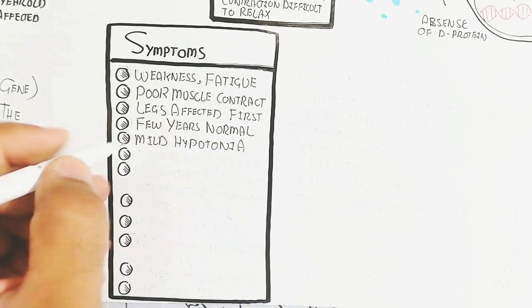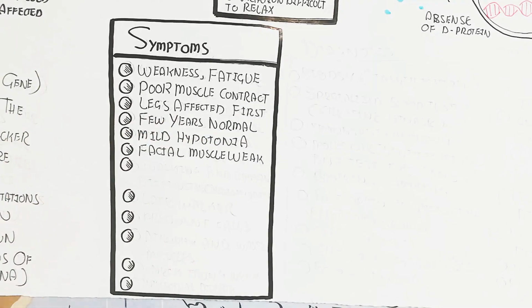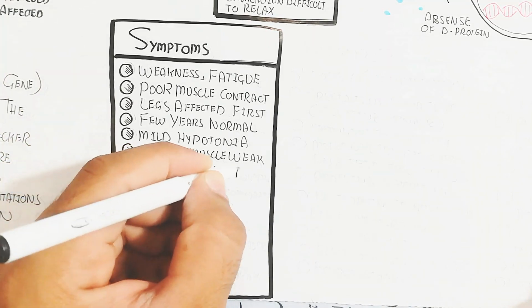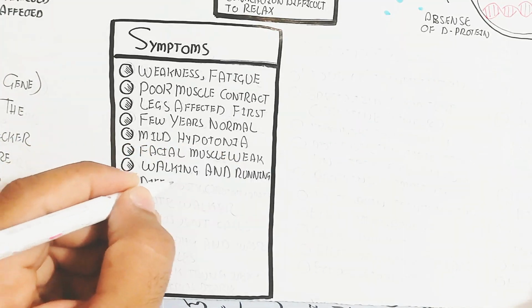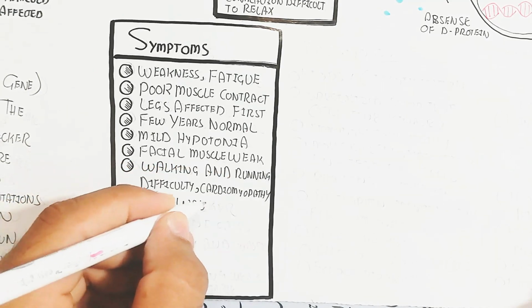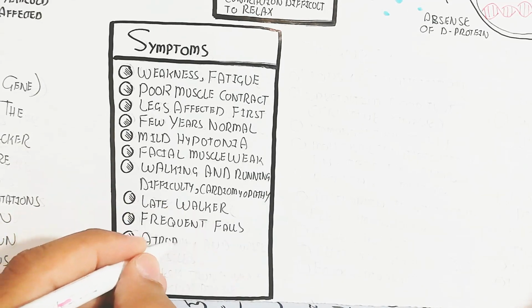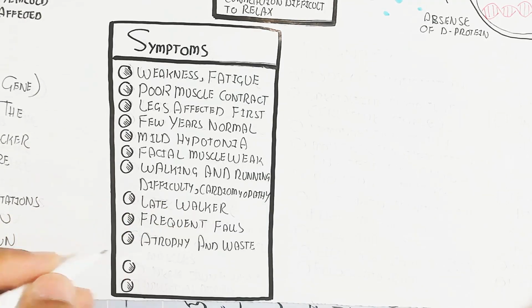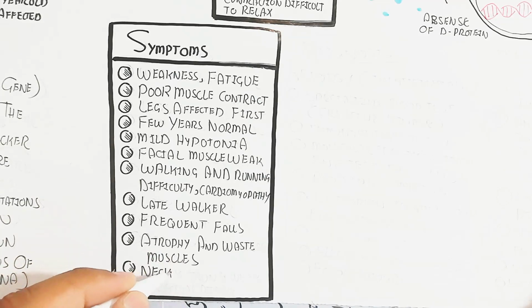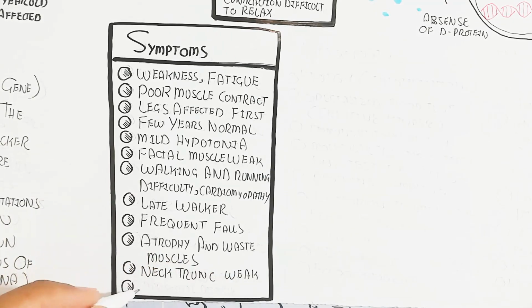Mild hypotonia can occur, so contraction will be difficult, with facial muscle weakness and difficulty walking and running. Cardiomyopathy can also occur, with late walking and frequent falls. Atrophy of the waist muscles can occur, the neck and trunk are weak, and intellectual disability will also occur.